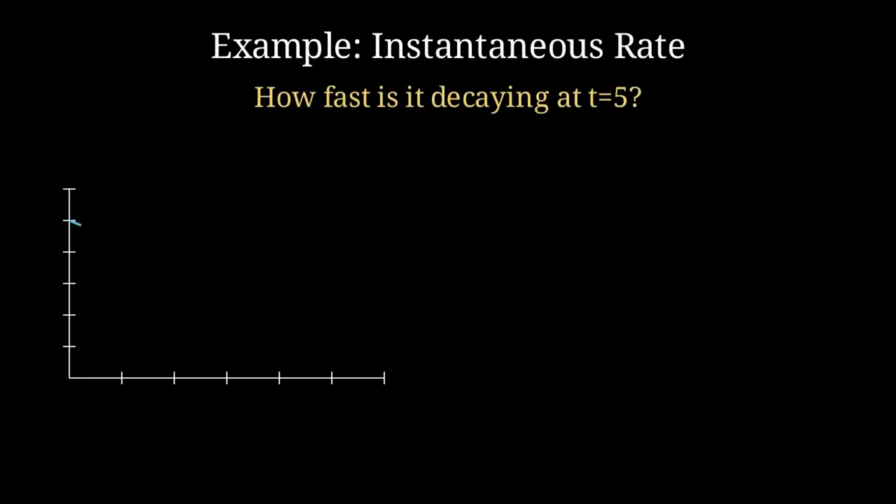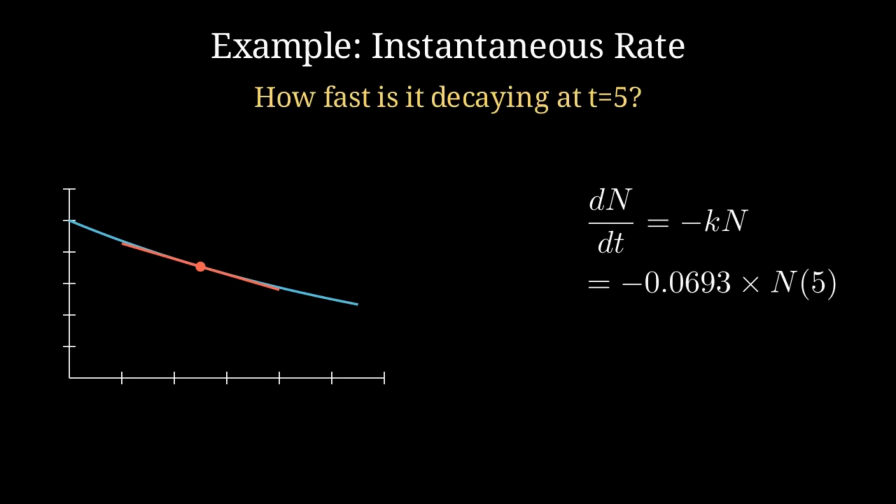substance. We can also find the instantaneous rate of change. If we want to know exactly how fast the substance is disappearing at minute 5, we don't use the original amount, we use the amount present at minute 5 multiplied by our decay constant k. This gives us the speed of decay in units per minute.